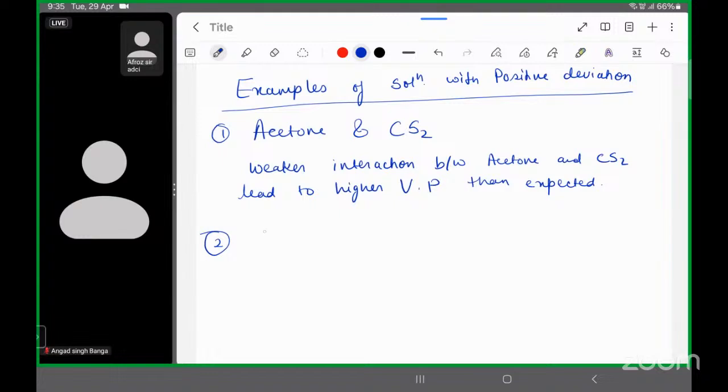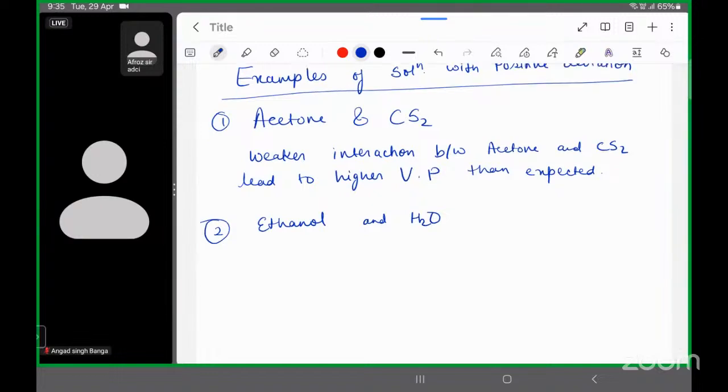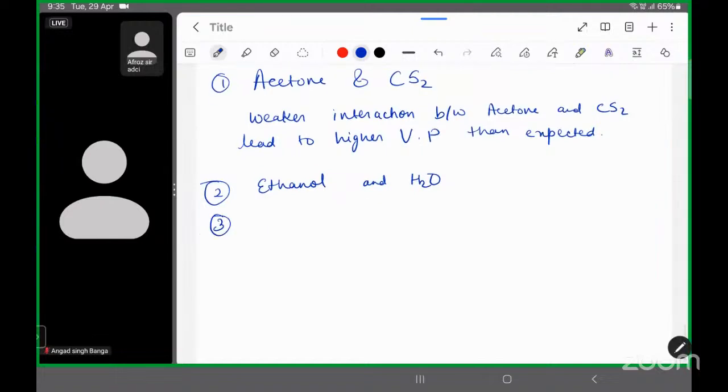Ethanol and water. Here also the interaction between ethanol and water is weaker than the interaction between ethanol and ethanol. Third, acetone and benzene. Both have different types of polarity, so the interaction between acetone and benzene is weaker than normal acetone-acetone and benzene-benzene interactions.